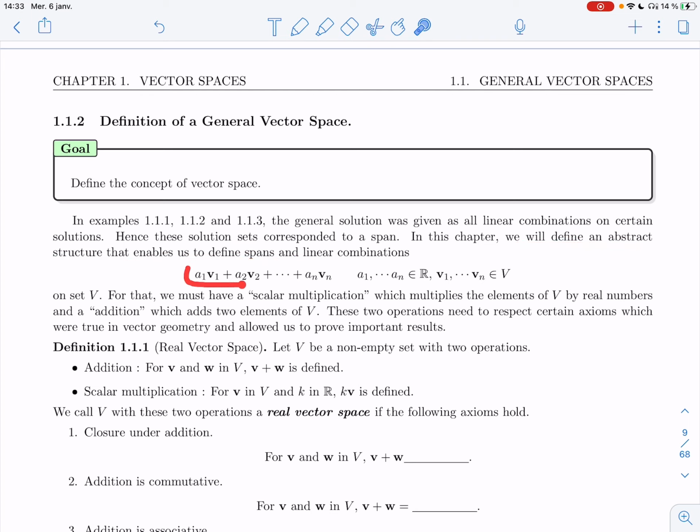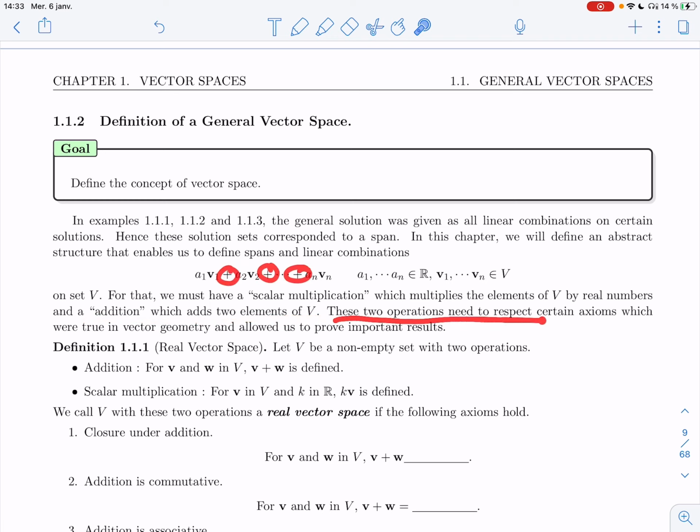So we want a1v1 plus a2v2 plus ... anvn, where these ai's are real numbers and the vi's are elements of some arbitrary set. So V could be a set of functions, it could be a set of matrices, anything. For that, we must have a scalar multiplication so that we can make sense of each of these individual pieces, which multiplies the elements of V by real numbers. And we also need an addition, which adds two elements of V. So we need to make sense of this.